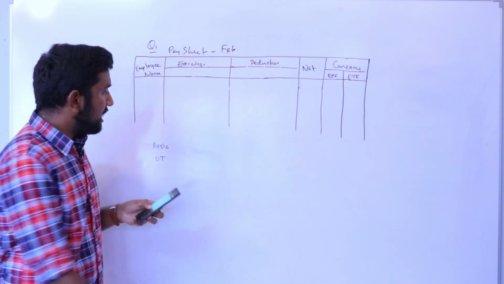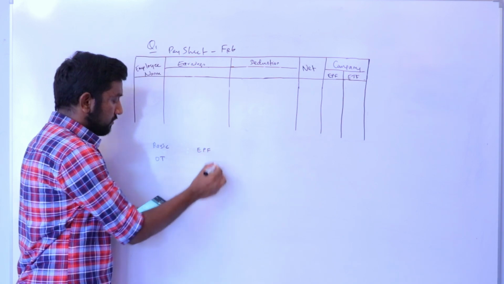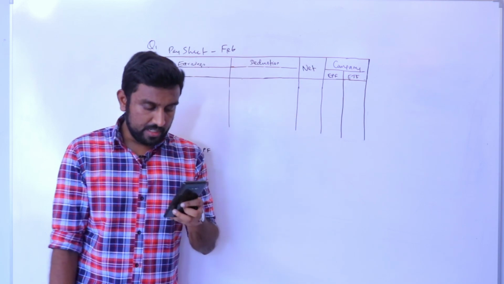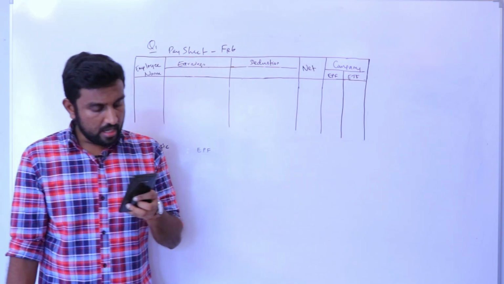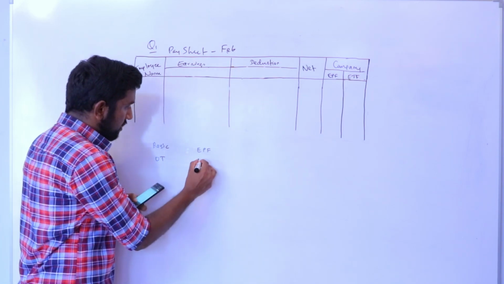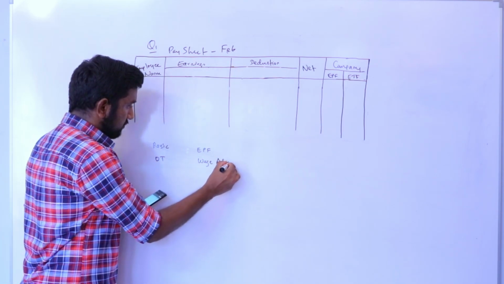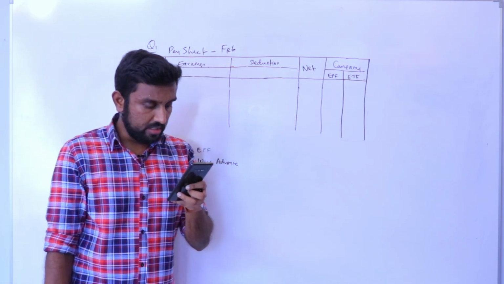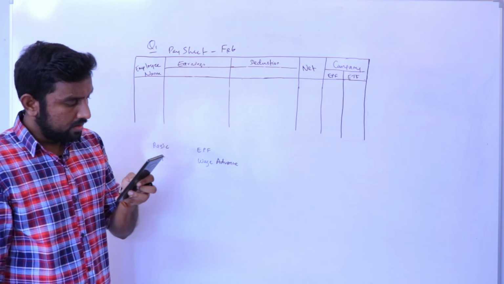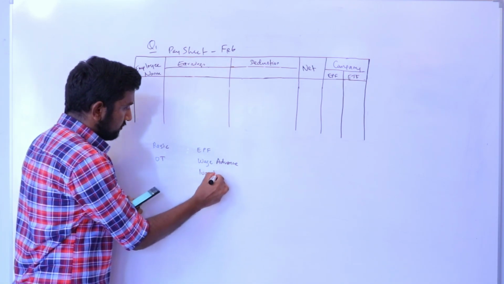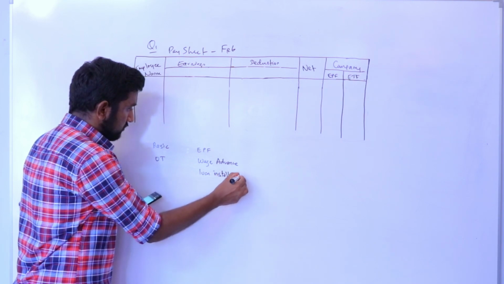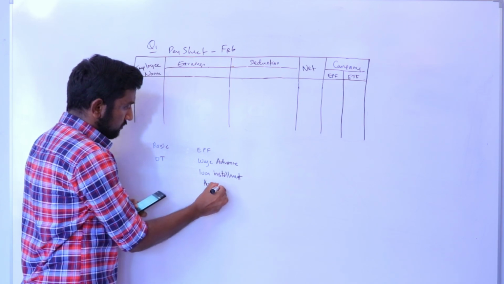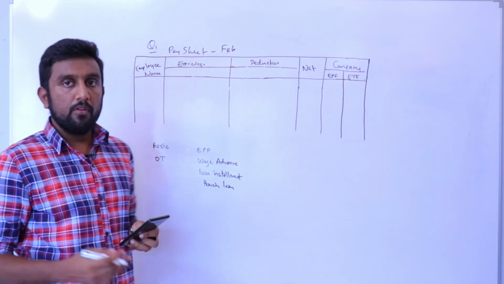Then deductions. For deductions, they have EPF. They have mentioned 10% and 15%, 10% for the employee and 15% for the employer. Then they have mentioned wages advance. It means they have given some advance and they are deducting it from each month's salary. And then loan installment. Then they have housing loan. So for the deductions, we have four.